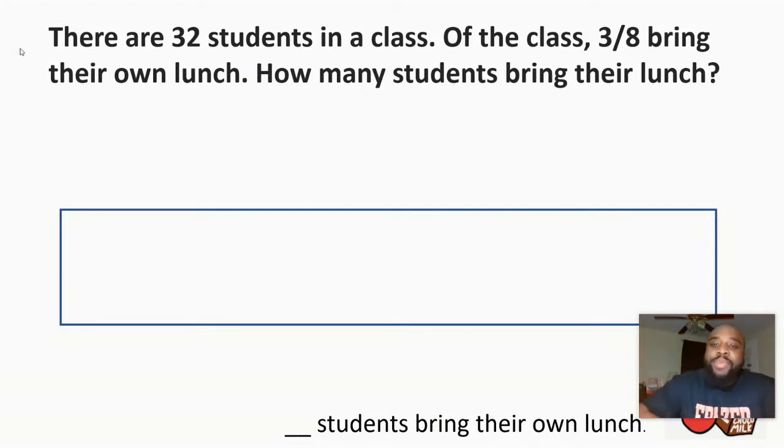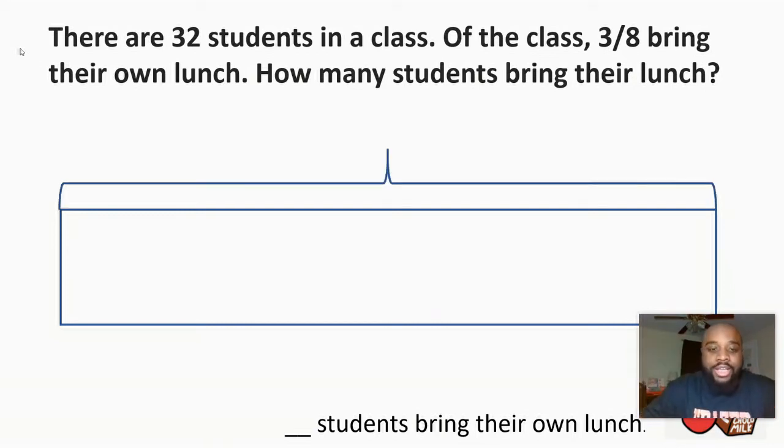So how many boxes should we create in our tape diagram? Well, I know that there's 3 groups of 8, and I know that 8 of 8 makes one whole, so that means I need to make what? 8 boxes. Very good. So let's go ahead and partition our diagram into 8 equal boxes.